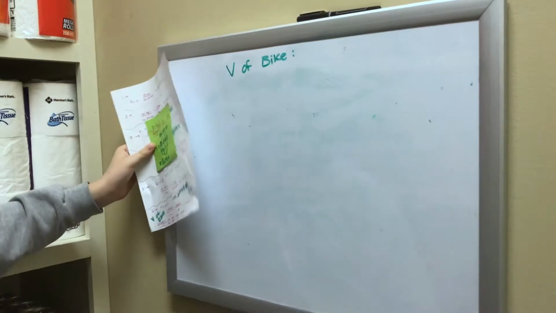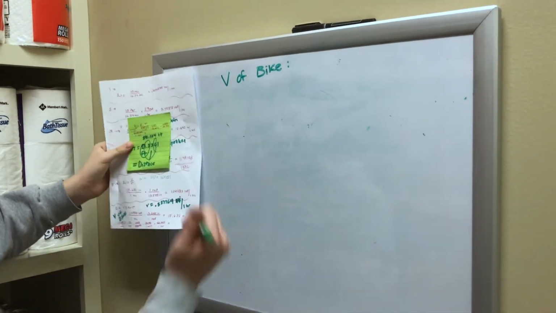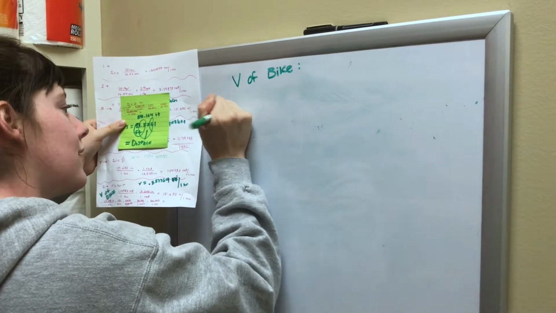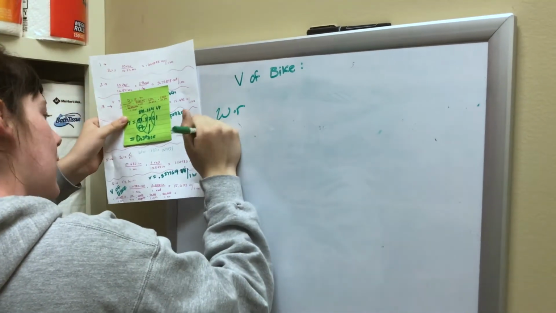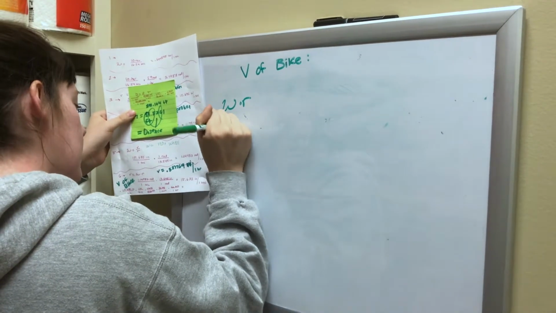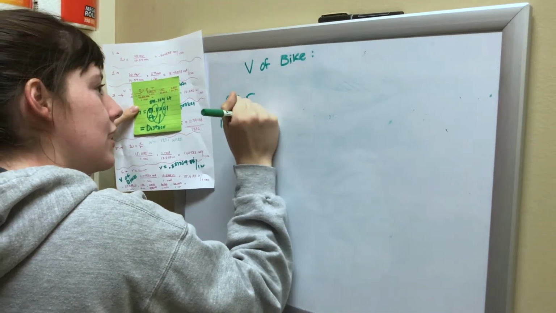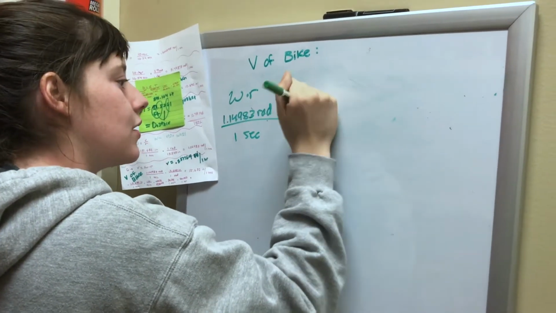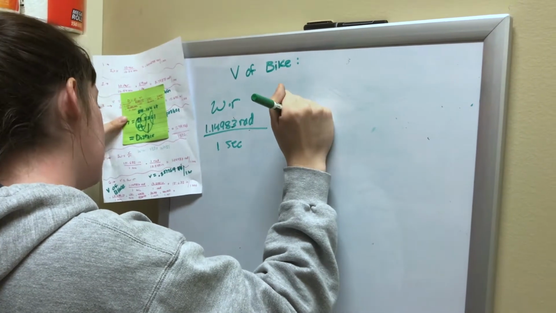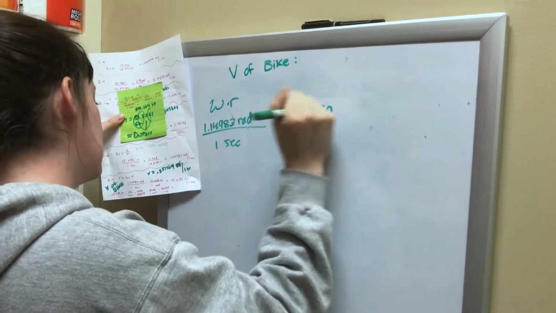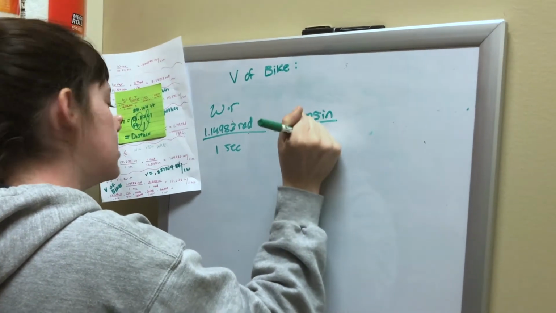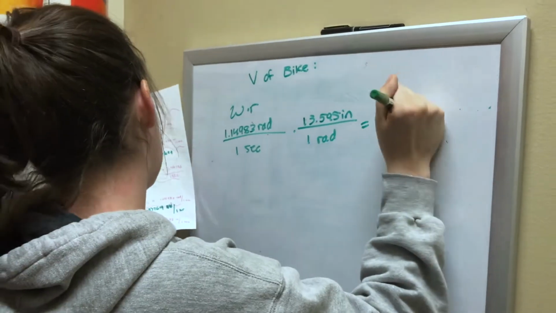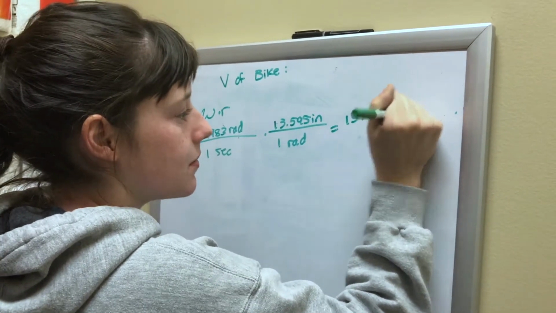What is the linear velocity of your bike? Report your answer in either miles per hour or kilometers per hour. In order to find the linear velocity of the bike, you must multiply the angular velocity by the radius. The angular velocity is 1.14983 radians per 1 second times the radius of 13.595 inches for 1 radian, which equals 15.632 inches per 1 second.